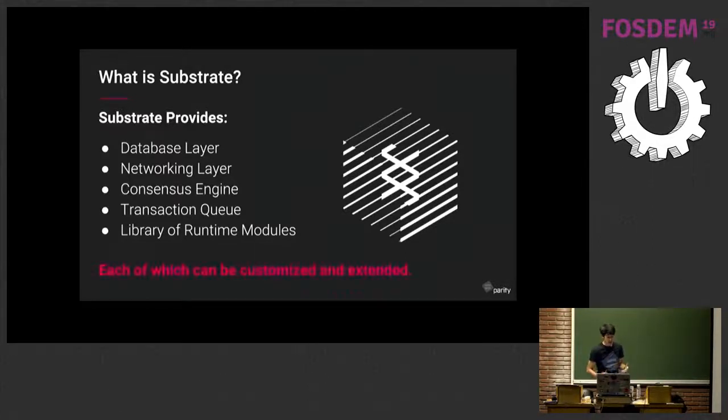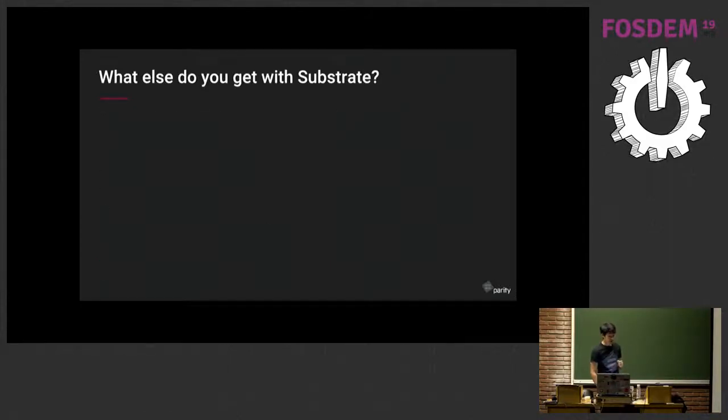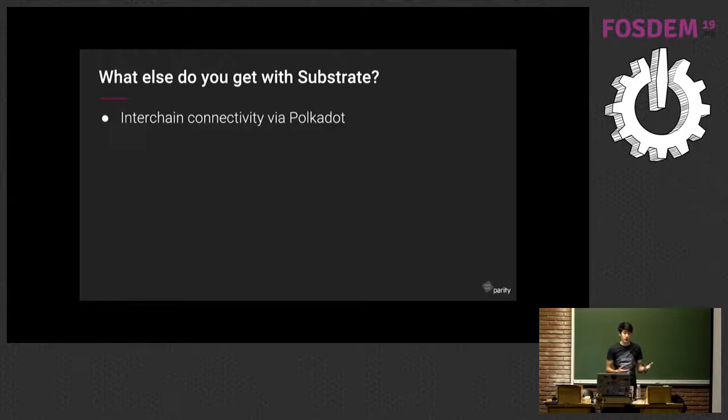But in addition, each of these can be customized and extended for your needs, which makes this a really, really powerful framework. There are other things you get with Substrate as well. You get connectivity through Polkadot. So Polkadot, I mentioned, is a next-generation multi-chain protocol. And through Polkadot, you'll be able to talk to other chains, exchange messages, tokens, etc. You get pluggable consensus. Basically, you can start using Substrate now, and then later, if you need to, you can upgrade your chain to use a new consensus algorithm.